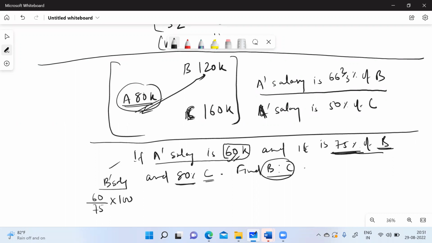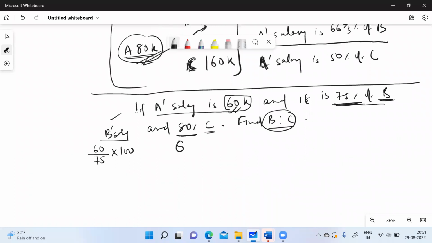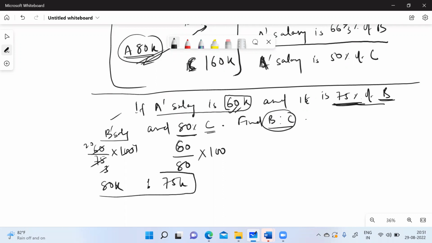And for C's salary, again, I'll do the same thing. I'll divide 60 by 80 to get the value of 1%, and I'll multiply it by 100 to get the value of 100%. So here you'll be getting what? 80,000. Perfect. And here you'll be getting what? 75,000. So if someone is asking for the ratio, you can easily calculate that 16 is to 15 is the ratio of B and C.